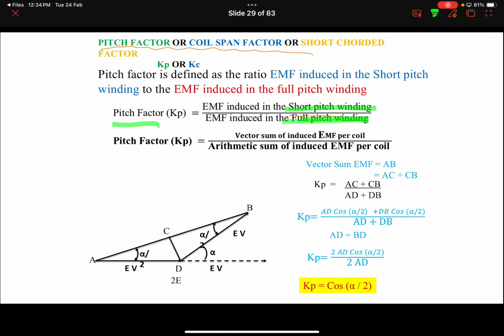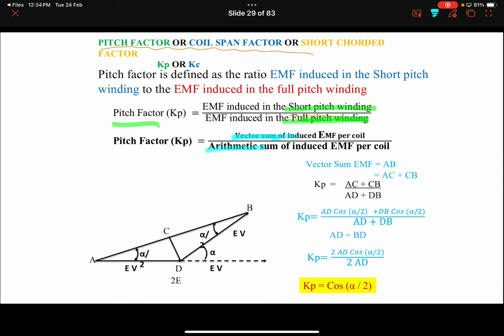The voltage generated in the short pitch winding, how is it represented here? Vector sum or phasor sum? It depends on the phasor sum or vector sum. Whereas in the full pitch winding, it is the arithmetic sum.